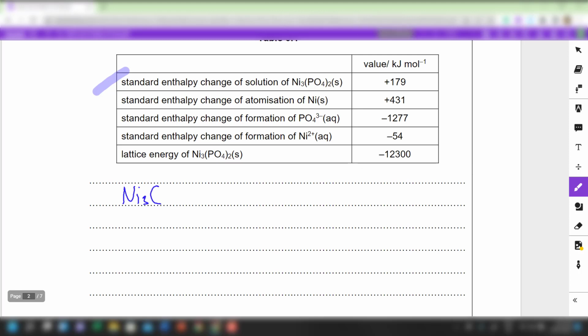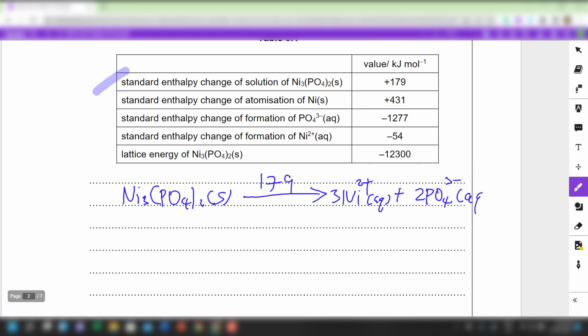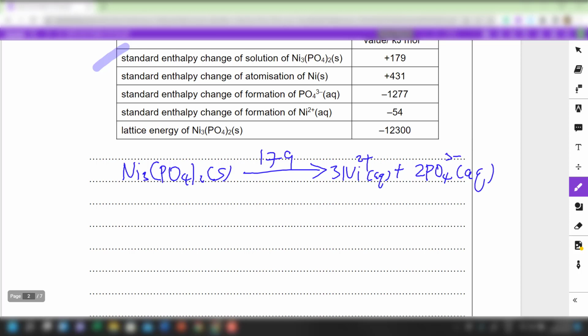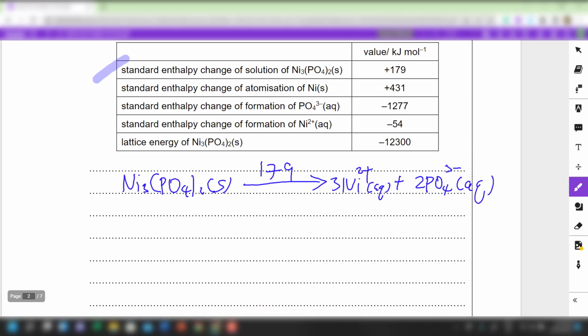So nickel phosphate is Ni3(PO4)2 solid. Over here I'm defining the enthalpy change of solution. Make sure you write in your state symbols as well. So that will be 3Ni2+ aqueous, plus 2PO4 3- aqueous. Okay, so make sure you work it through religiously like that. It's really easier.